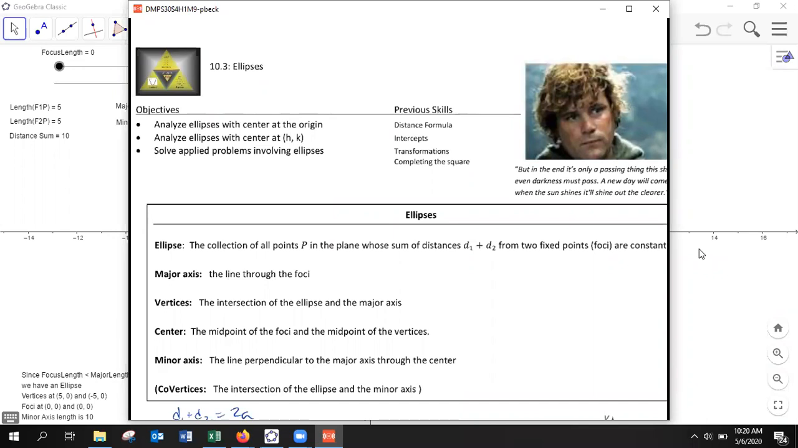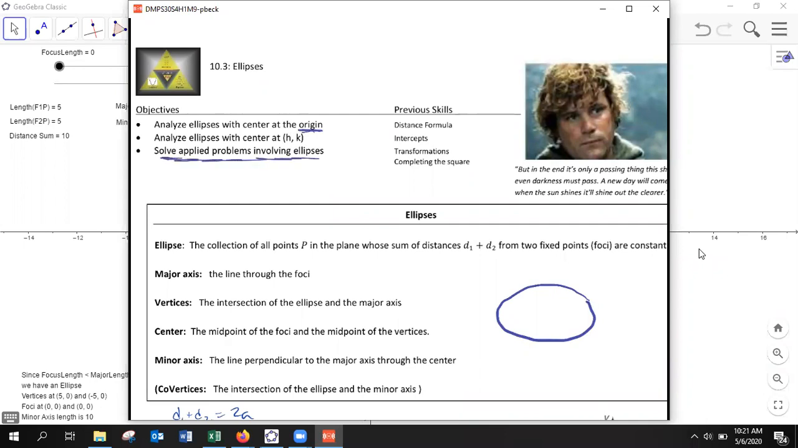Today, our discussion is going to be about ellipses. And a lot of people, when they hear the word ellipse, think of something like an oval shape. So, is that true? Well, yes, to a certain degree. But one of our objectives for today is to actually understand what that ellipse really represents. And then we're going to analyze them on a coordinate plane. Specifically, this video is going to talk about what happens when the ellipse is at the origin. And then we're going to do some applications.